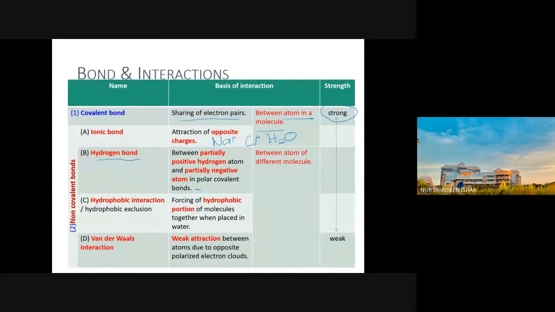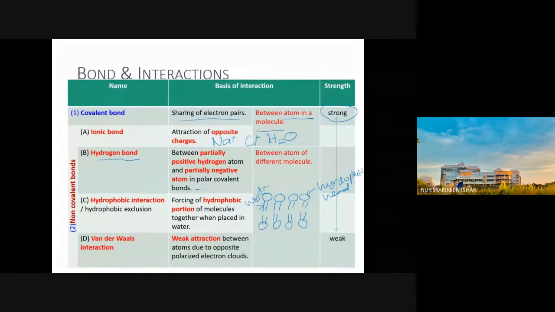So what is it? It is a forcing of hydrophobic portion of molecule together when placed in water. So for example, you have phospholipid molecule in the structure of plasma membrane, or any membrane. So one phospholipid molecule consists of hydrophilic head, and this region we call it as the hydrophobic tail.